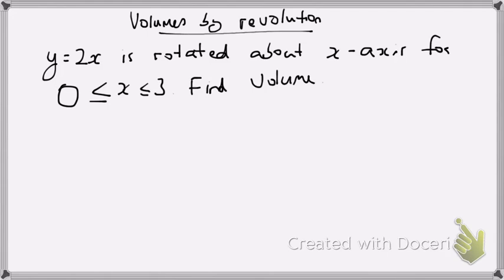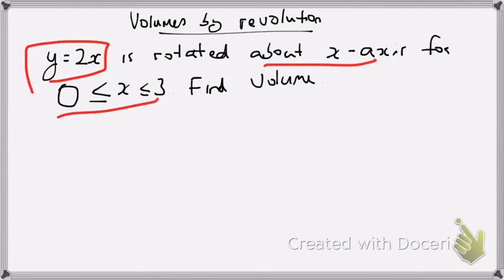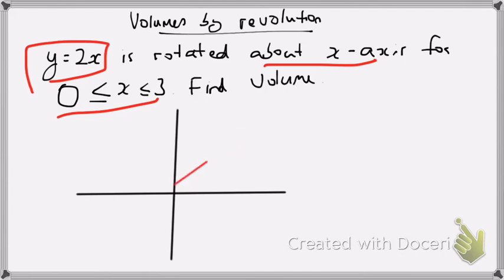So the problem is that y equals 2x, the curve is rotated about the x-axis, and I've got some bounds for x, and I'm asked to find the volume. First thing, as always, is I draw a diagram. So here's my curve. Okay, y equals 2x between 0 and 3. So I'm just rotating this region here about the x-axis.